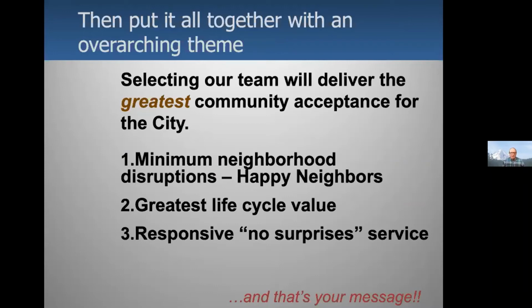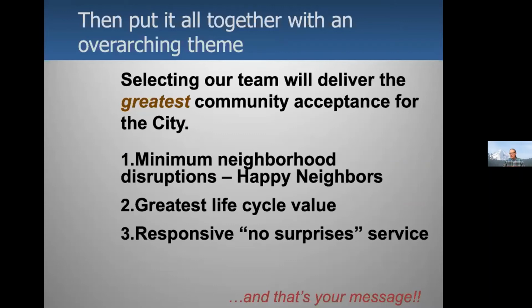So the city has a problem. You need a new water treatment plant. You've got limited funds, and you've got a community that's really, really active and concerned about how this project goes. We're going to take care of that. So here's why you should select our team, in our value proposition. So they're going to see it on the first page of the cover letter.